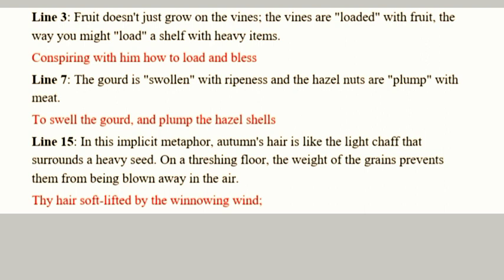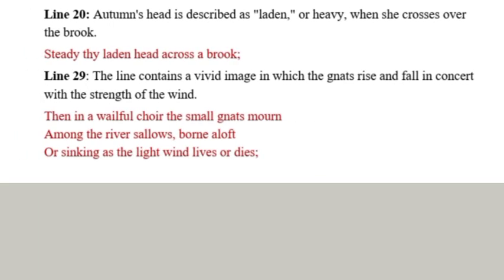There is an implicit metaphor in line number 15. Autumn's hair is like the light chaff that surrounds a heavy seed. On a threshing floor, the weight of the grains prevents them from being blown away in the air. The line is like this, "Thy hair soft-lifted by the winnowing wind." Look at line number 20, "Steady thy laden head across a brook." Autumn's head is described as laden, or heavy, when she crosses over the brook.